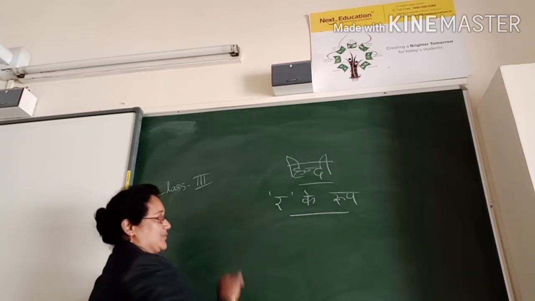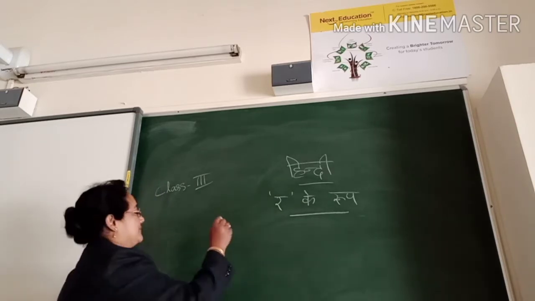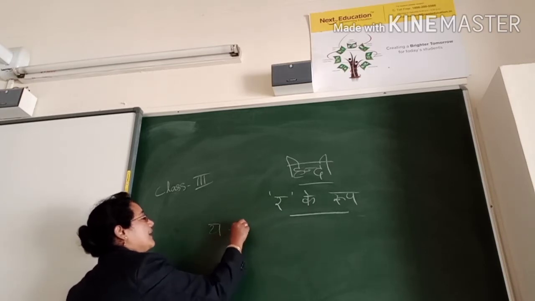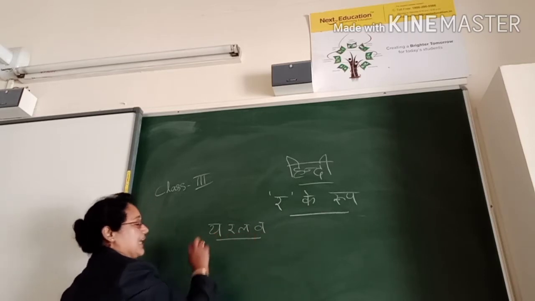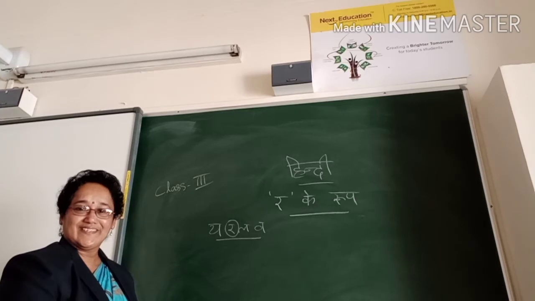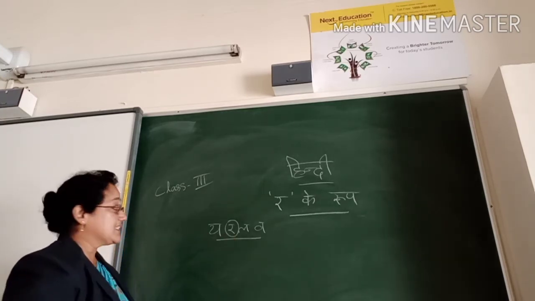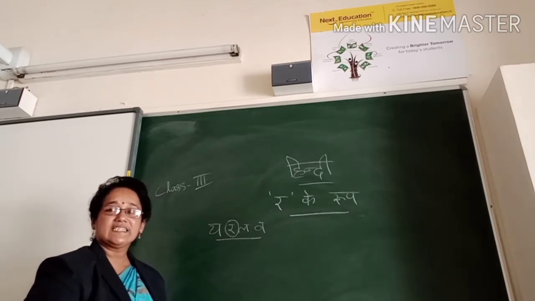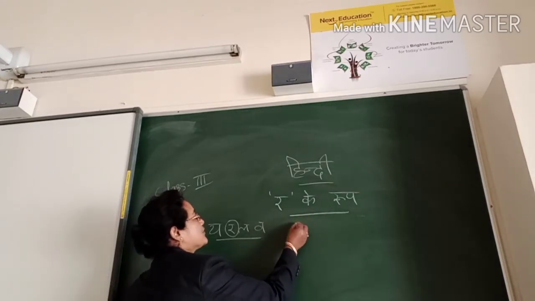Ra, you know this letter. It is already in our Hindi Varnamala. You know Ya, Ra, La, Va. This line, Ra is there. Is it not? Yeah. This is the letter Ra. So this Ra letter has 3 symbols.